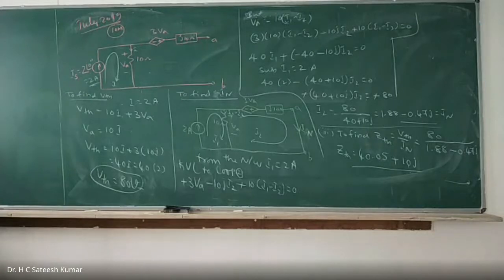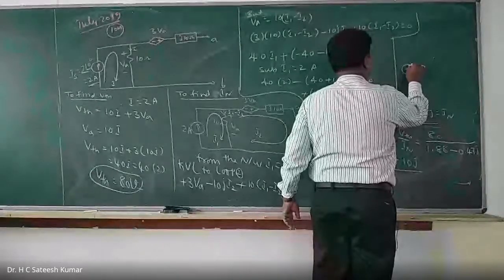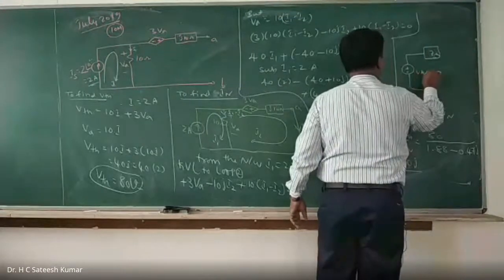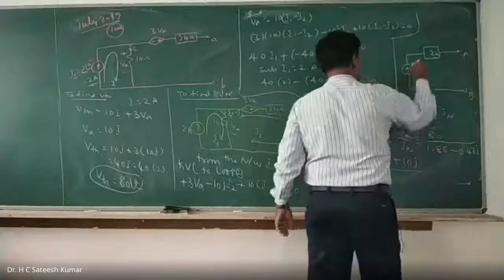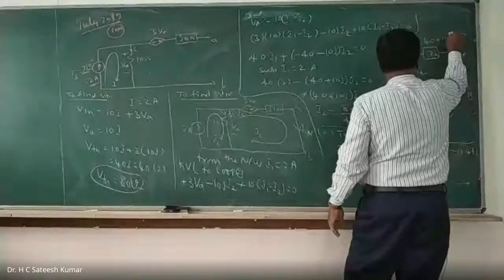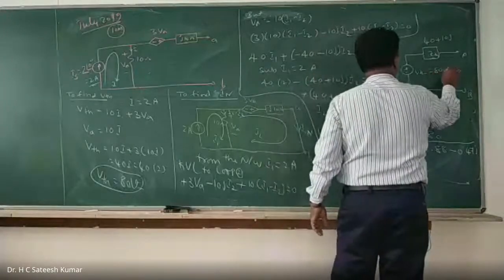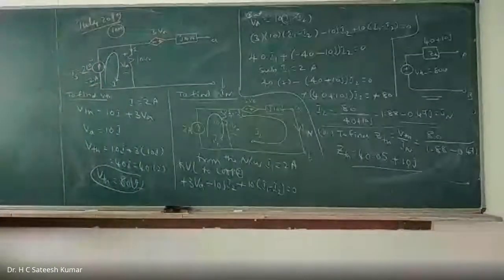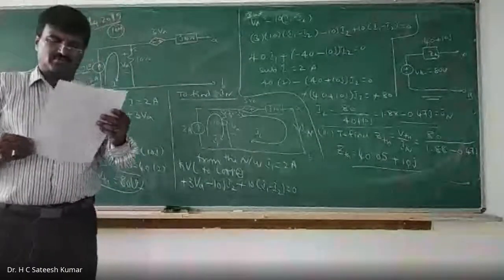Find the Thevenin's equivalent. Thevenin's equivalent means what? You write it: plus minus, Thevenin's equivalent ZTH, VTH. This is your terminal A, B. ZTH is what? 40 plus 10j. And VTH is how much? 80 volts. That's all. This is a 10 marks question in the examination, July 2019. So like this, we can solve the problem. Whenever a dependent source is there, we should be very careful.